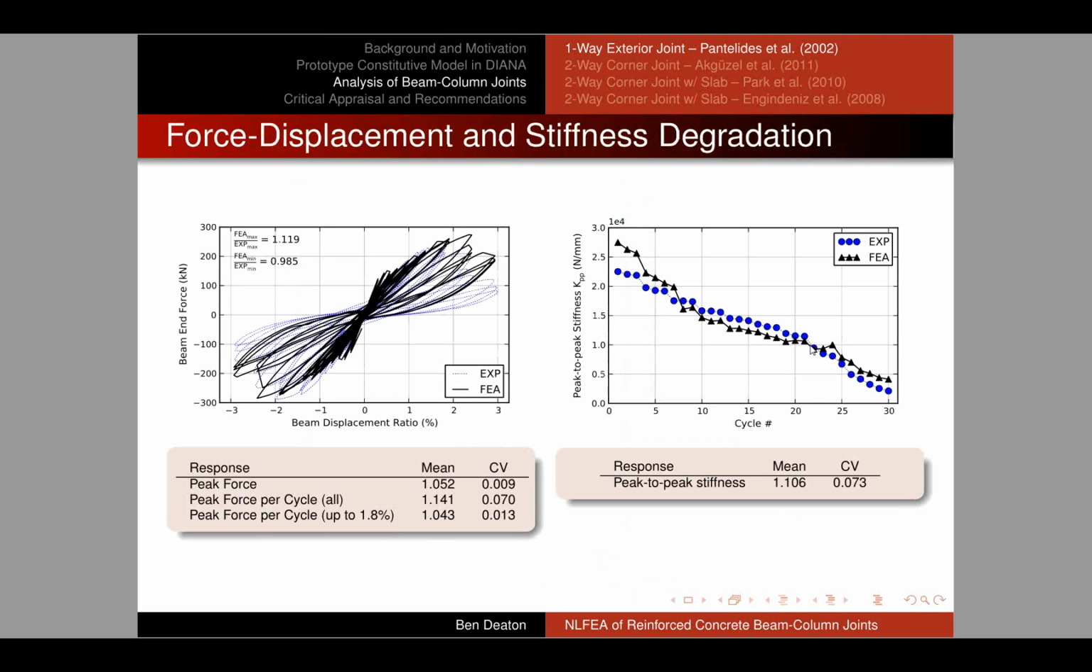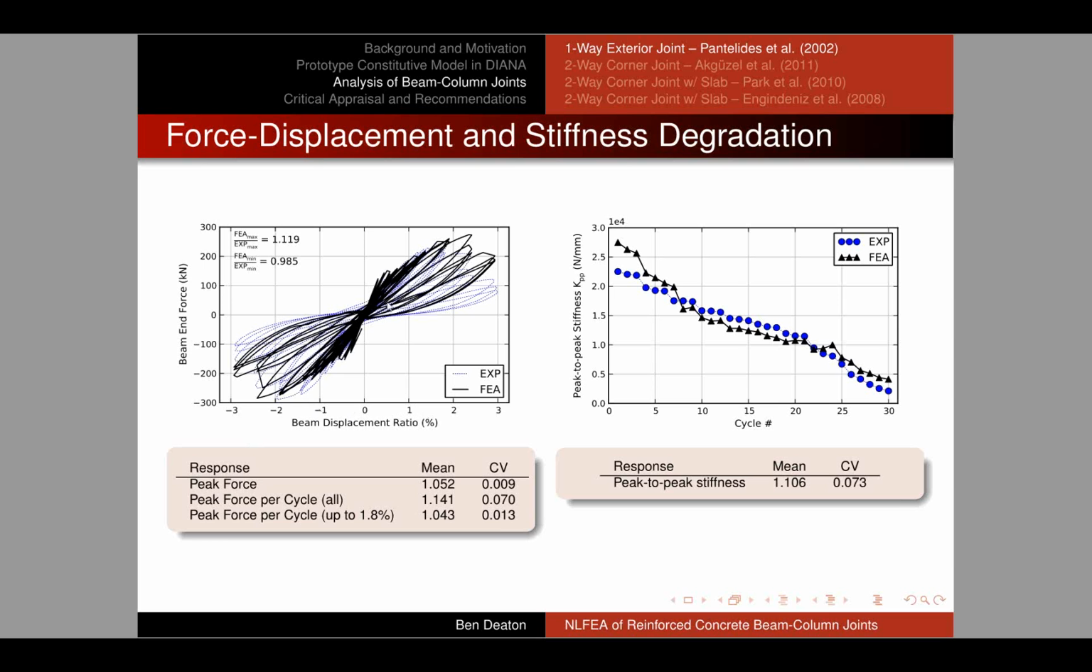In the graph on the left, I'm showing the relationship between the beam end force, so that's the vertical force at the end of the beam, and the displacement ratio. That is a measure of the beam end displacement divided by the beam length. So you could think of this somewhat like a lateral force drift type response.